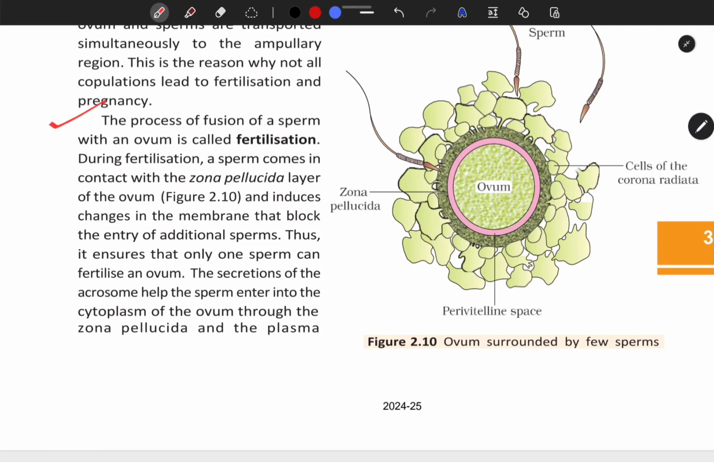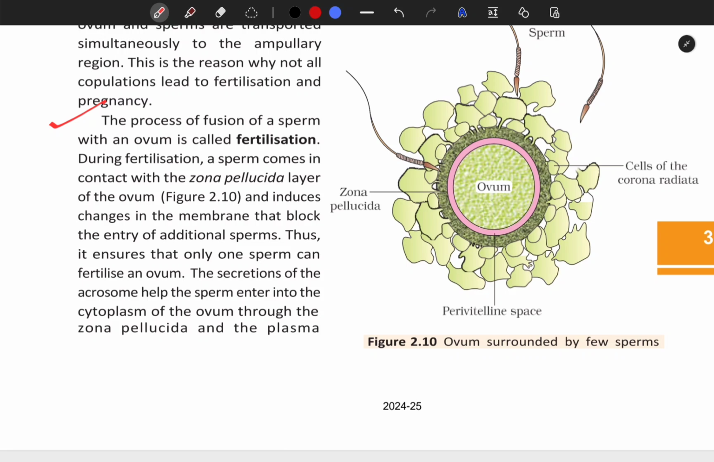The process of fusion of sperm with an ovum is called fertilization. During fertilization, a sperm comes in contact with the zona pellucida layer of the ovum and induces changes in the membrane that block the entry of additional sperms. Thus, it ensures that only one sperm can fertilize an ovum.